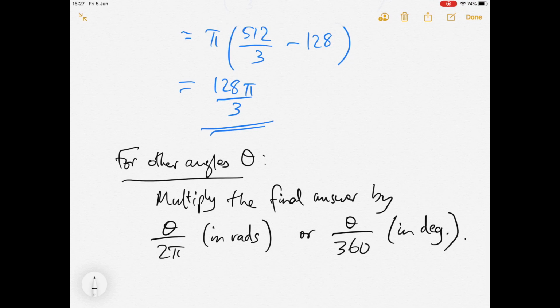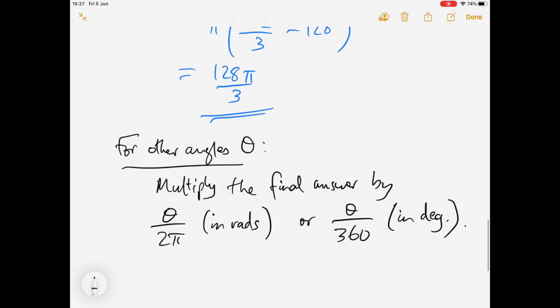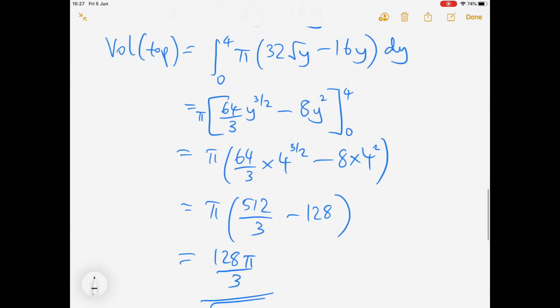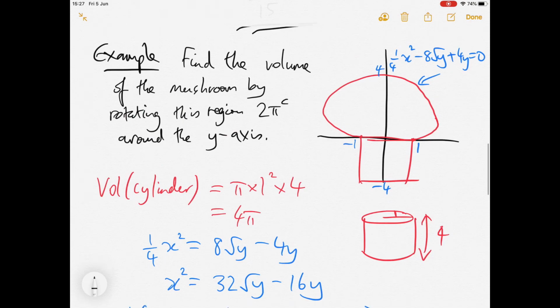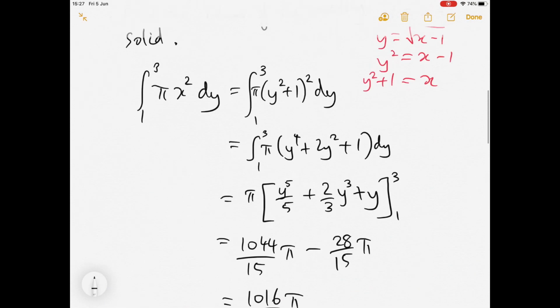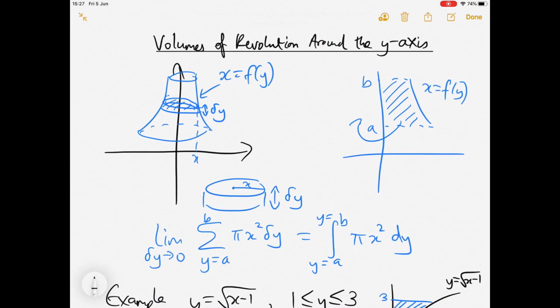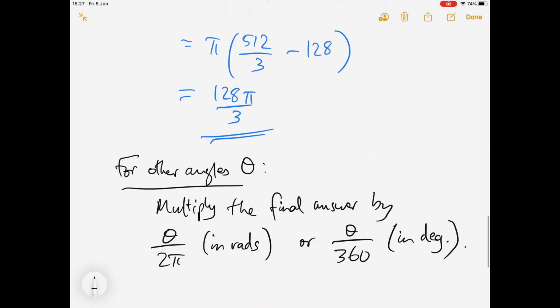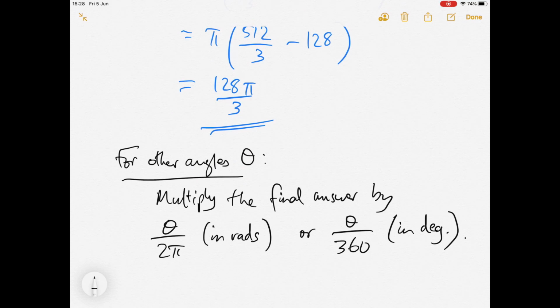Because they did ask a question in the exam once about if you rotate by an angle of 270 degrees or something, and so that just adds another layer of difficulty, but I think this is reasonably straightforward to figure out just by thinking about what you have to change in this setup, because you don't want the whole, so going right back to the beginning, we don't want the whole volume of this cylinder. If we just want 3/4 of it, we're just going to multiply the whole thing by 3/4. So that's how you deal with angles other than 2 pi radians.